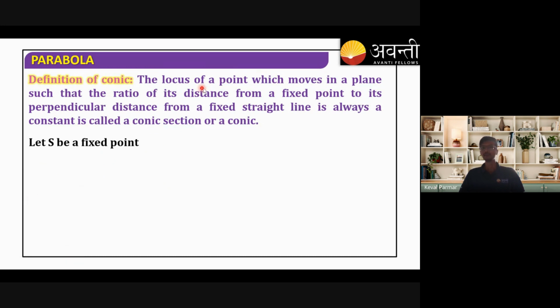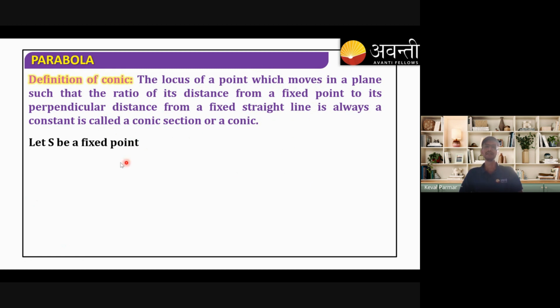It is the locus of a point which moves in a way such that the ratio of its distance from a fixed point to its perpendicular distance from a fixed straight line is always a constant. Please remember the definition. We will be using this definition only to mathematically get the equation of a conic section. So let us break it into parts as we always do for coordinate geometry.